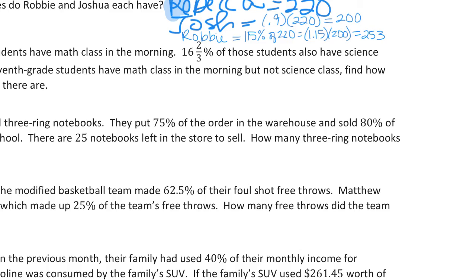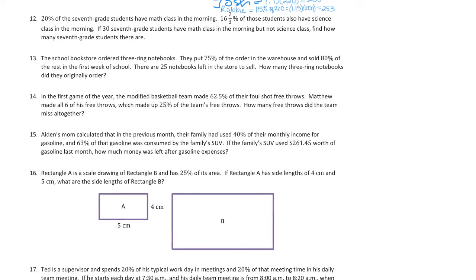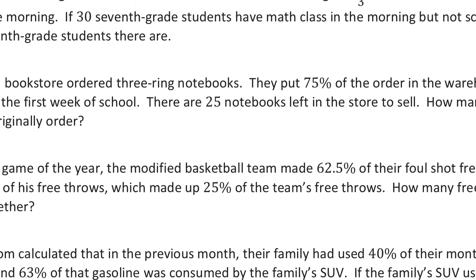Okay, on number 13. The bookstore ordered 3 ring notebooks. They put 75% of the order in the warehouse and sold 80% of the rest the first week of school. There are 25 notebooks left in the store to sell. How many 3 ring notebooks did they originally order? So I'm going to start with what we've got at the store.